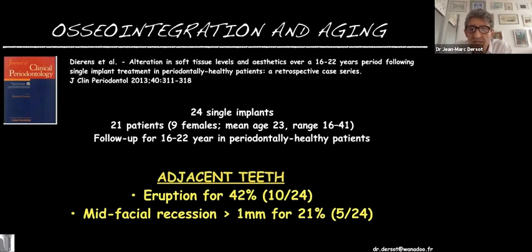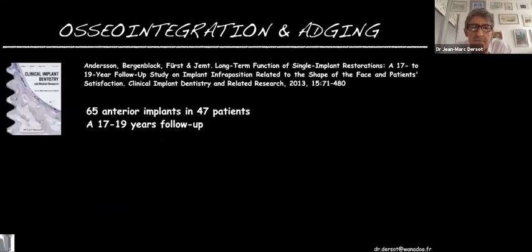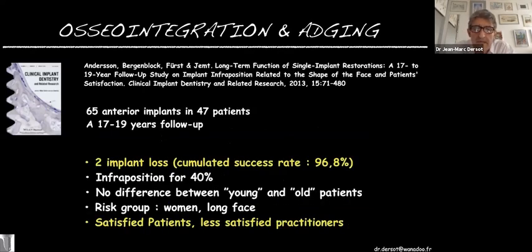So concerning the adjacent teeth, there is eruption for 42%. And the recession in the mid-facial is higher than 1 millimeter for 21%. Here we are again in the Brånemark Clinic, and the follow-up is 19 years, 65 anterior implants, infraposition for 40%. No difference between young and old patients.